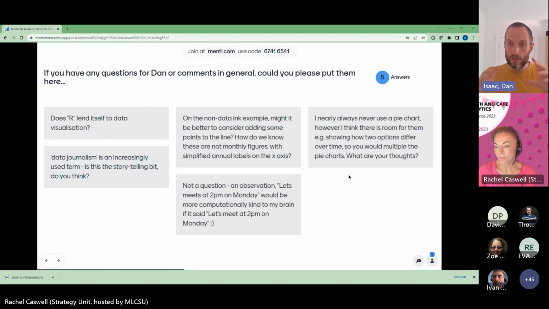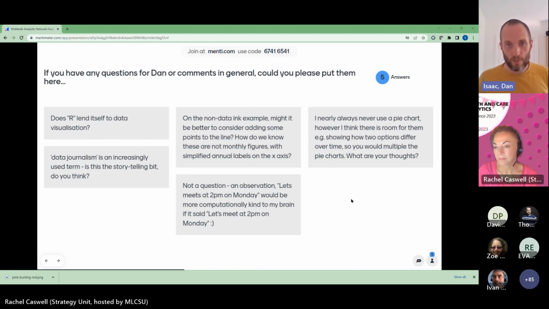So I guess data journalism is one field, but we can tell stories without needing to be journalists in any kind of area. On the non-data ink example, might it be better to consider adding some points to the line? How do you know they are monthly figures with simplified annual labels on the x-axis?